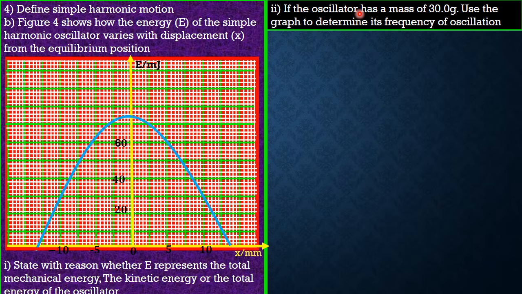The question 4 reads that we should define simple harmonic motion. The B part is saying that figure 4 shows how energy E of a simple harmonic oscillator varies with displacement x from the equilibrium position. So this is the graph. You've seen that I've drawn the graph to be very visible and very clean for you.